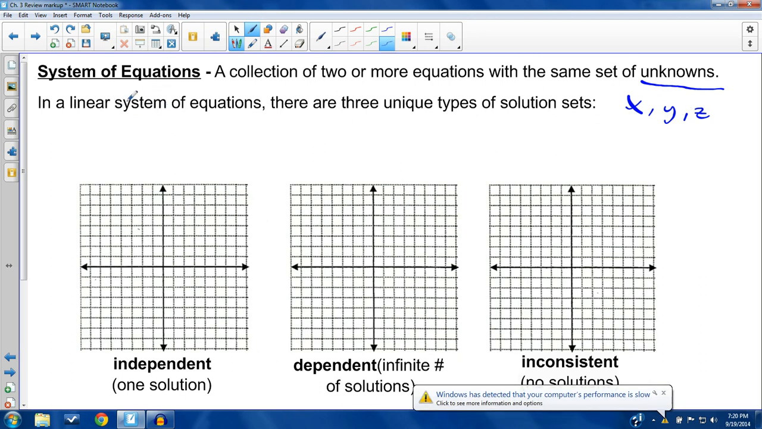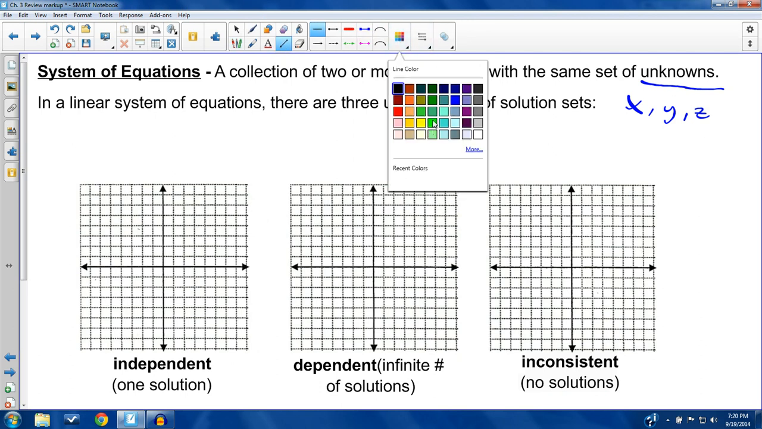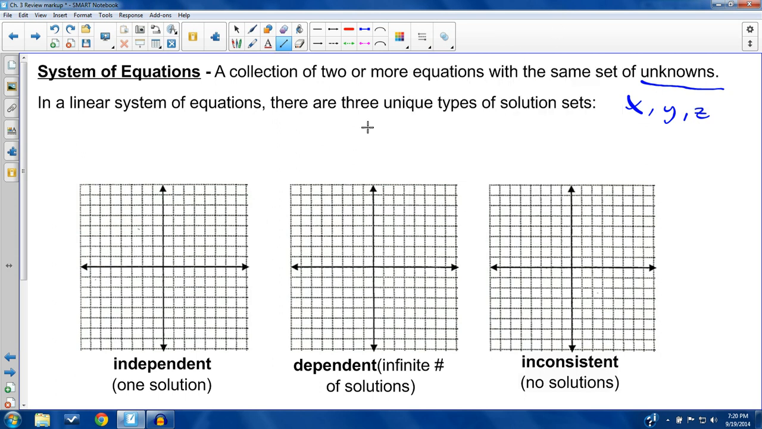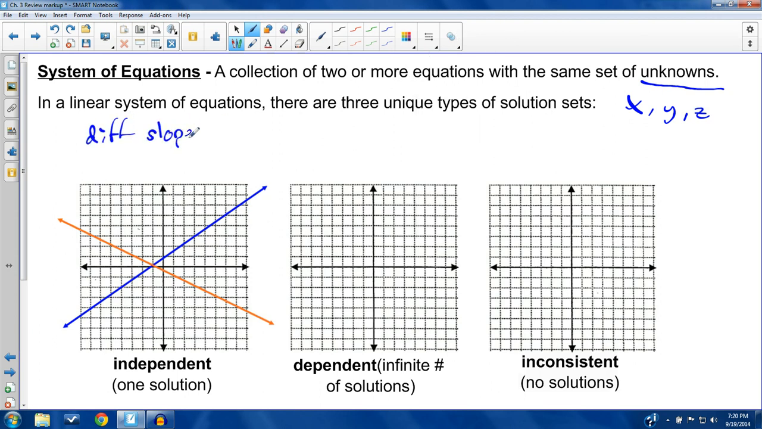Now, we've been referring to only linear systems so far, no x squareds or anything. In a linear system of equations, there are three unique types of solution sets. One is called independent. An independent system means you have two different lines. Let's say I draw a line right there, and then I draw another line over here in orange, and it crosses, say, right there. These two different lines, as we've done with equations in the past, have different slopes. They don't have to have a different y-intercept, but in this case you'll see they have a different y-intercept. But different slope means they will intersect. It means they are not parallel.